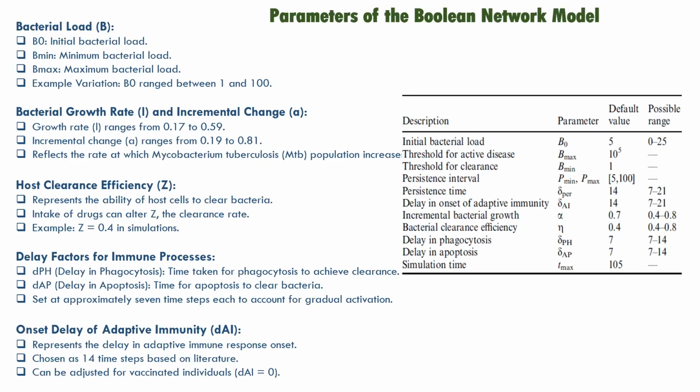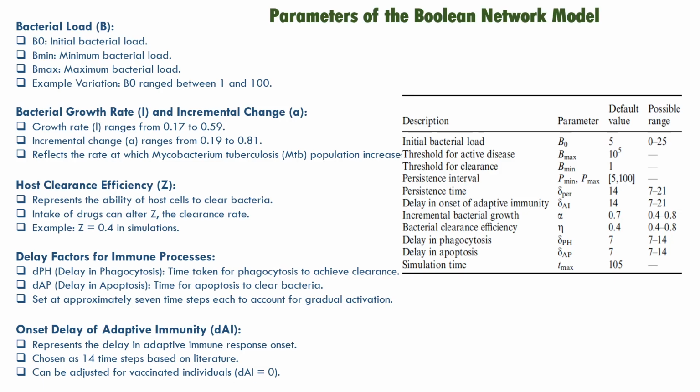So first comes the bacterial load. B0 is given as the initial bacterial load, with a minimum and a maximum bacterial load. An example variation is that B0 can range from 1 to 100. Another parameter of the model is the bacterial growth rate and its incremental change. These are predetermined values: the growth rate ranges from 0.17 to 0.59, and the incremental changes from 0.19 to 0.81. It reflects the rate at which the MTB population increases.